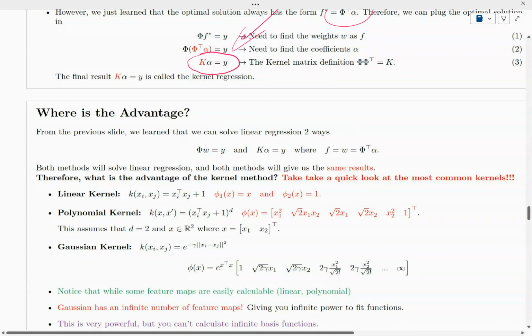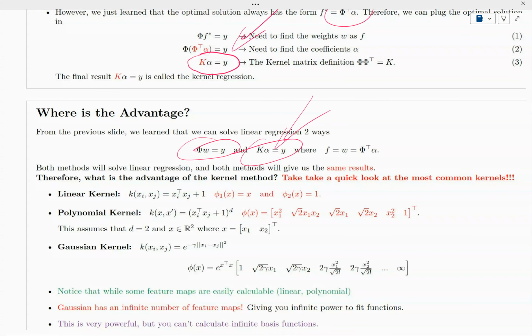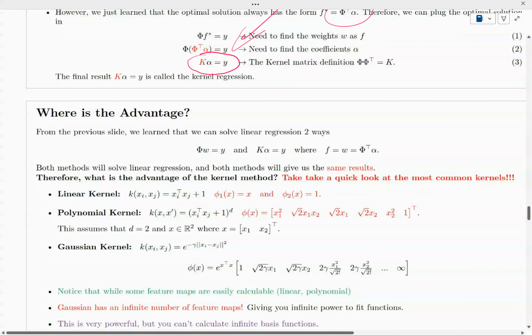So if we did all that work just to get the same answer, why in the world did we want to learn the kernel method? Right? It seems like a lot of work and very little benefit. Well, both methods will solve linear regression and both will give you the same result. Okay? Then you want to ask, if we get the same result in the end, what is the point? Well, let's take a look at the various kernels we have.